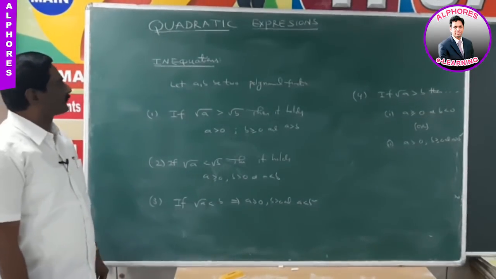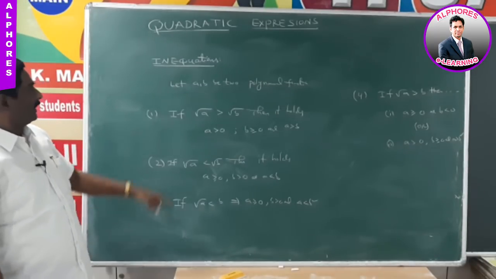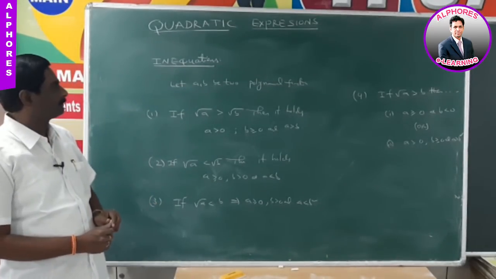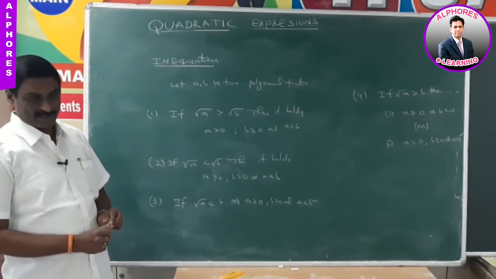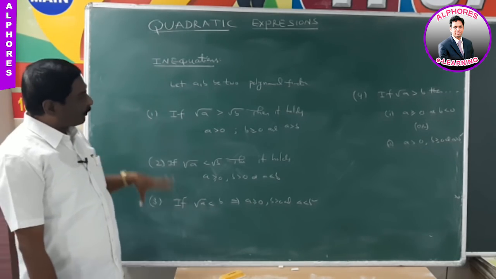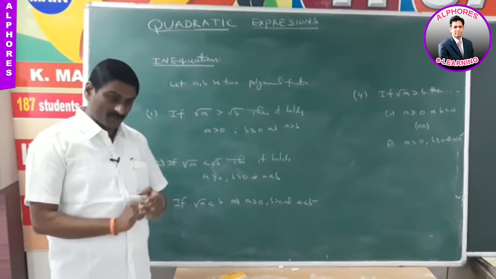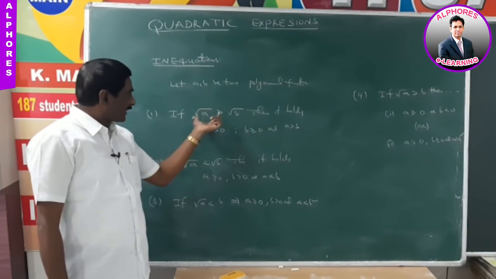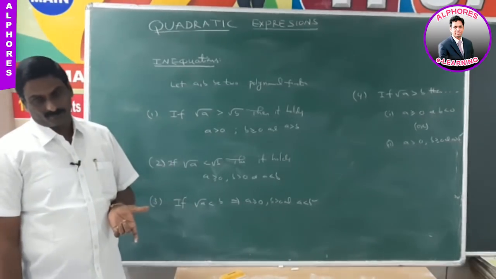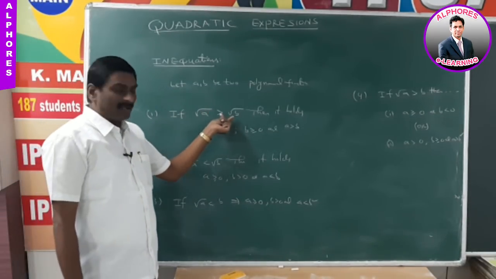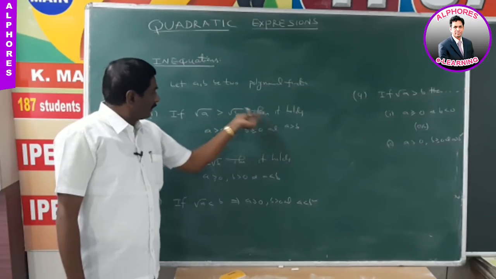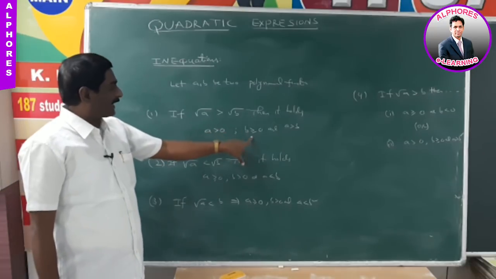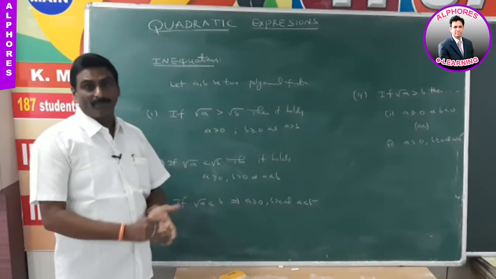Now, we start inequalities. Let a, b be two polynomial functions in x. Then we get 4 possible inequalities. First one, if √a > √b, then find the solution of this inequality. √a > √b holds only when a > 0, b ≥ 0 and a > b.